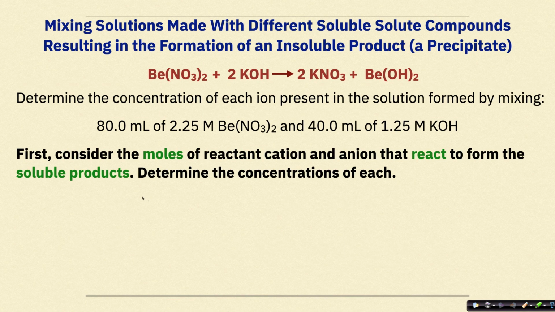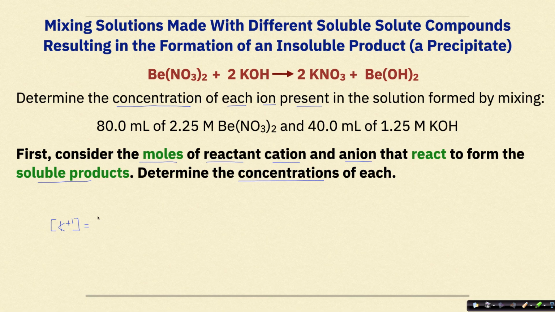So our first calculation is going to be to determine the concentration, again, the molarity, of each ion present in the solution formed by mixing, and here are our 2 reactants, and the molarity and volume for each one. We're going to start out by considering the moles of reactant cation and anion that react to form soluble products. We're going to calculate moles first, and then we're going to determine the concentrations of each. So let's start out with K+1, and figure that concentration out.